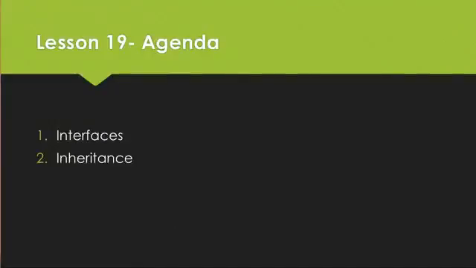Our agenda is real simple. First, we'll talk about interfaces, what they are, why they exist, why they're important, why you should care about them, and then we'll look at inheritance. Again, these concepts are similar, but they really are designed to serve two different purposes and solve two different programming problems.